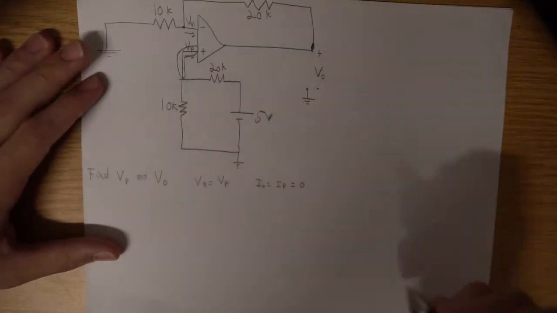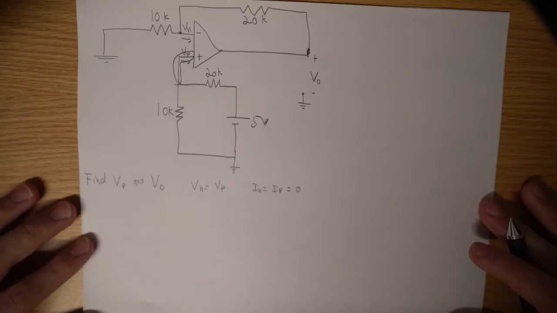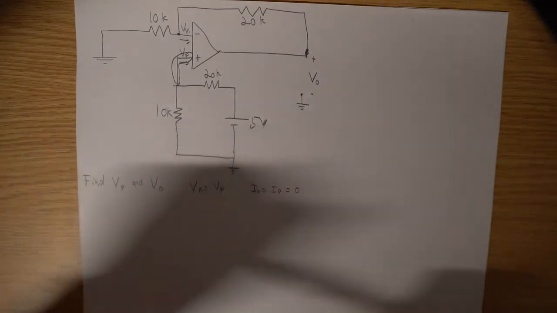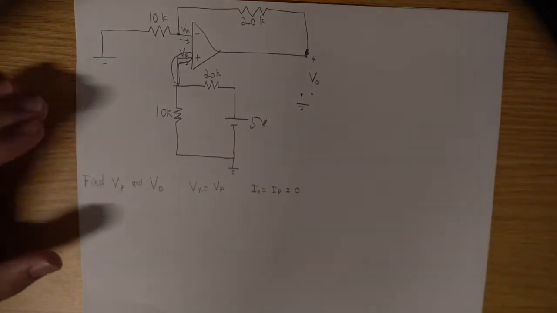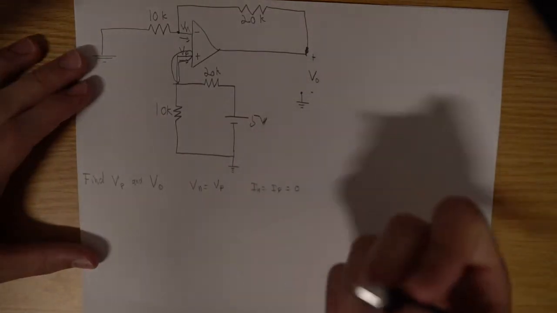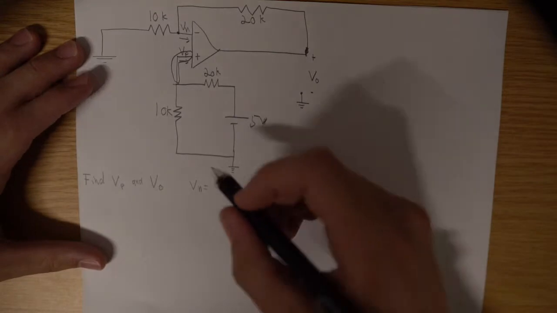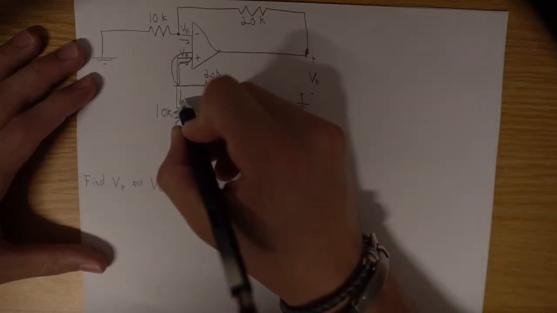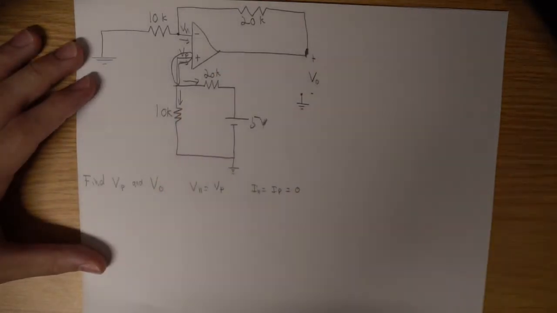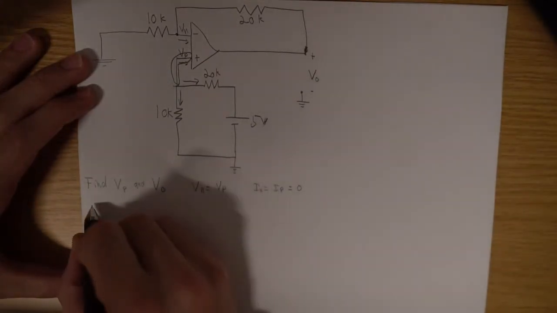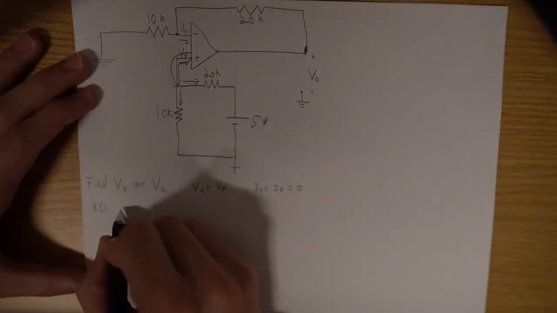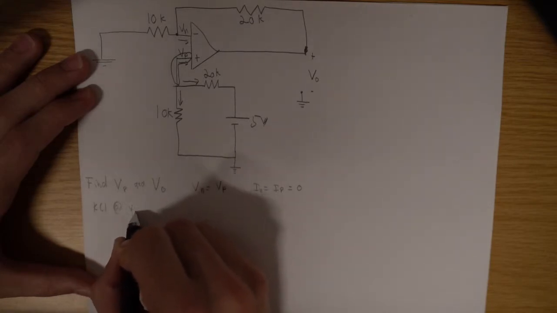We're using KCL, and KCL states that the current coming in and the current coming out of a node must be equal, or when you add them all together, they must be equal to 0. So we have two currents here. We're going to label them coming out just as convention. We have this current here, and we have this current here. Let's start with our top right current here. Let's do KCL, and we're doing KCL at Vp.